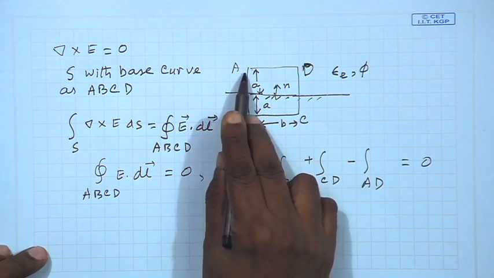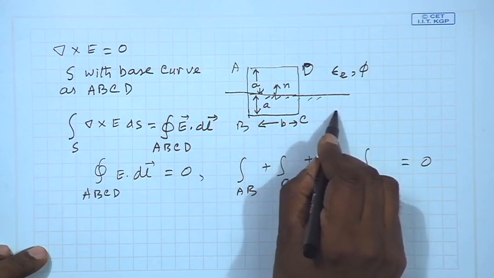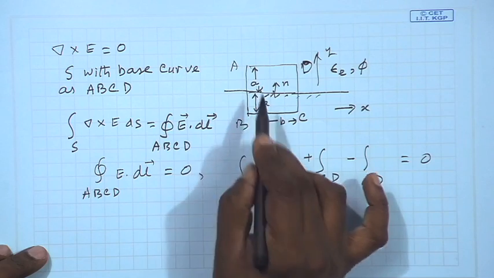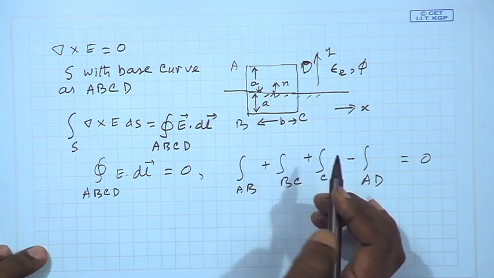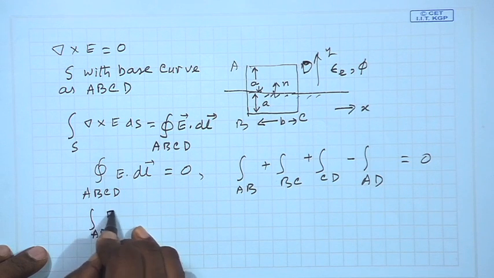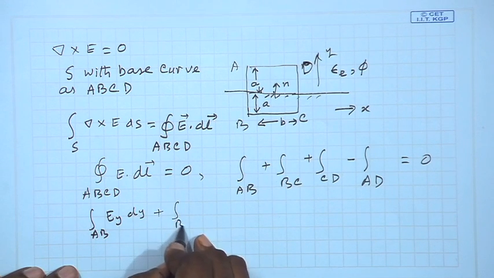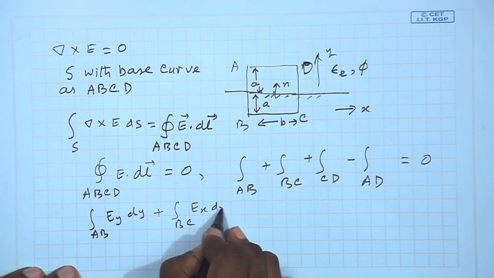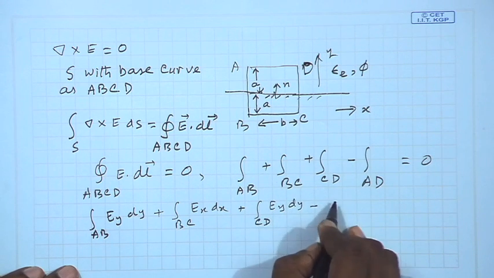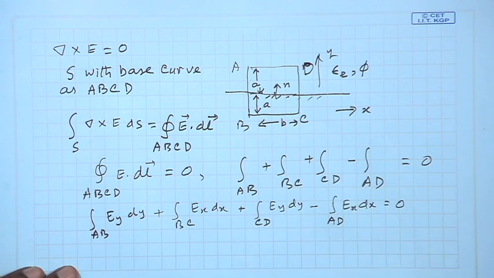Now, when I am integrating this E dot dl, the line element here, say this is the x axis and perpendicular is y. So, here it is dy, and that means you have here the integral over AB of E_y dy, the component, plus the integral over BC of E_x dx plus the integral over CD of E_y dy minus the integral over AD of E_x dx equal to 0.